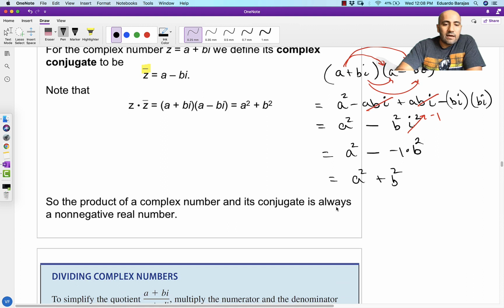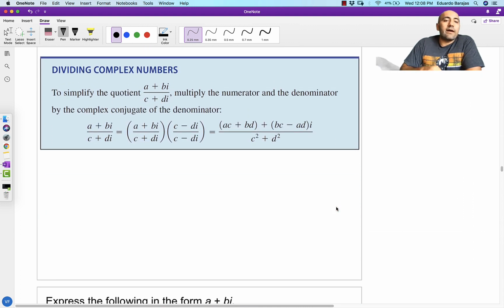Okay, so let's see how that's useful. When we want to divide two complex numbers, say for example a plus bi divided by c plus di, multiply the numerator and denominator by the complex conjugate of the denominator. That's going to guarantee that the denominator is a non-negative real number where the imaginary part is 0. The i is going to be gone in the denominator. Now the numerator might end up being something a little more complicated, but it will simplify to some form of a complex number.